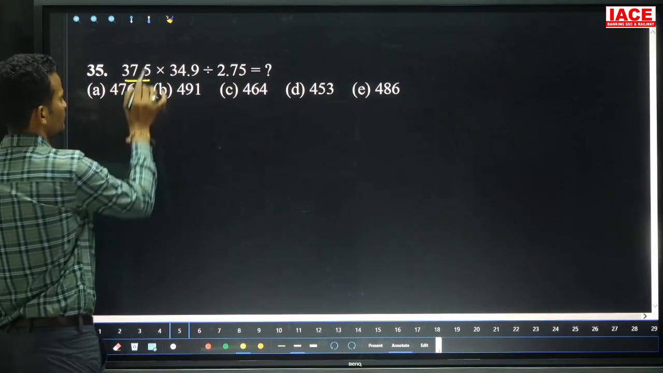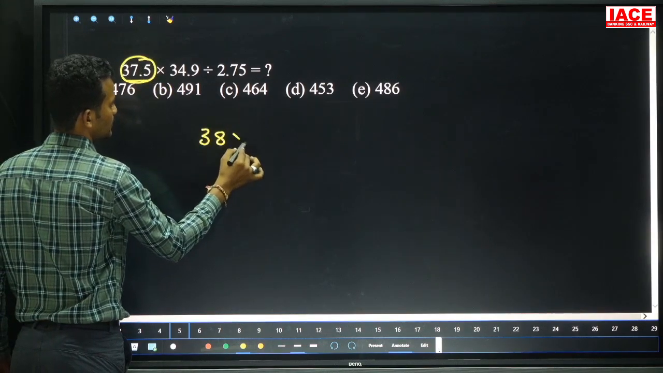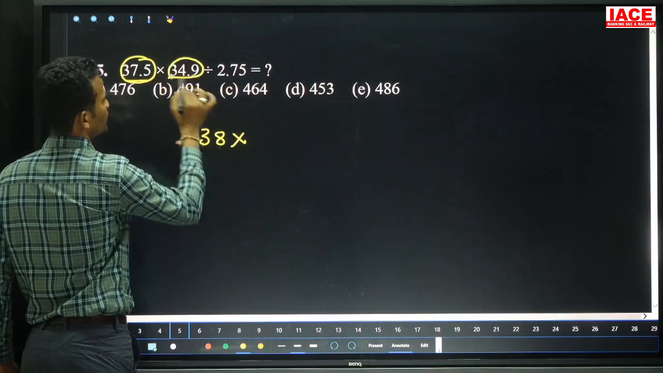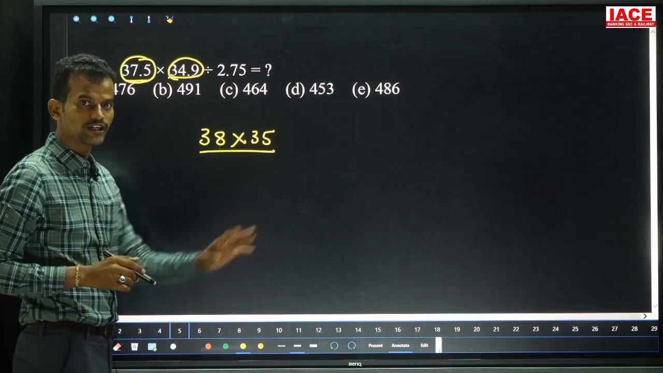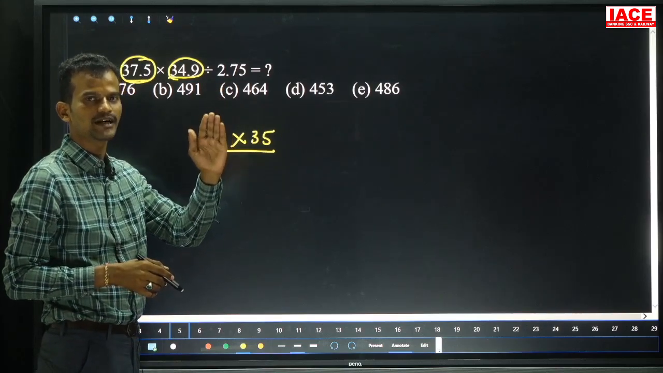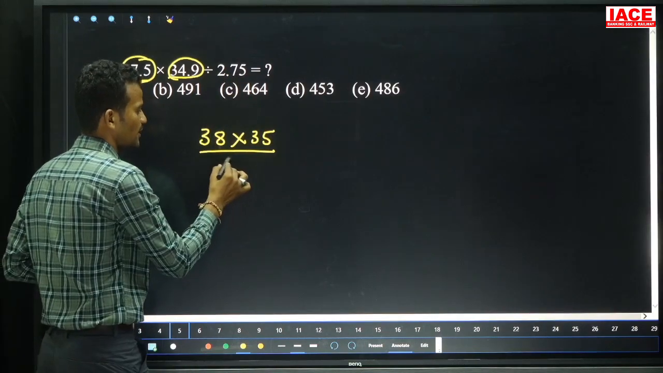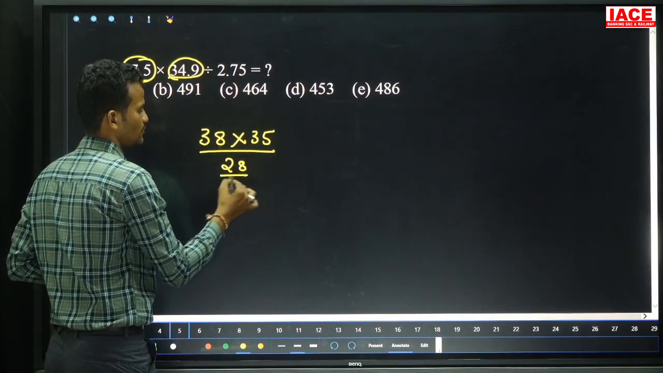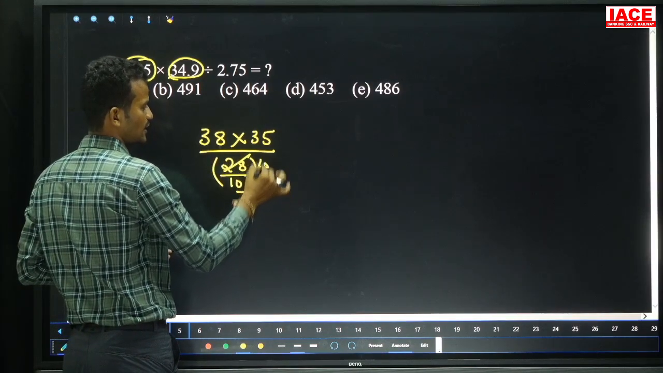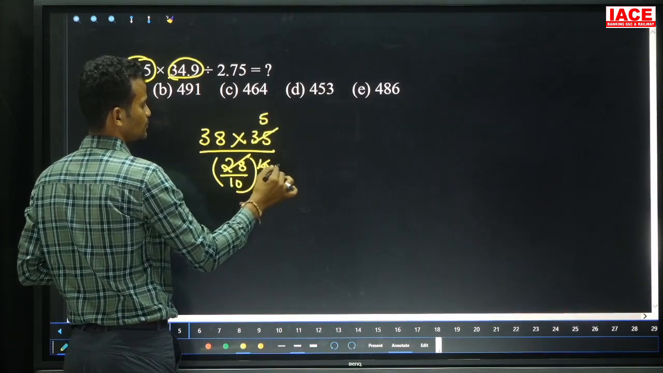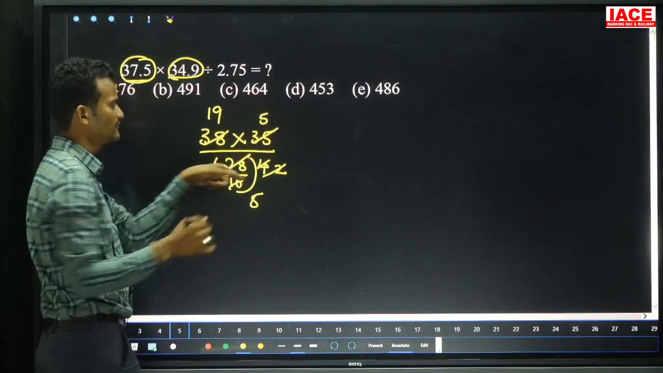37.5 is nothing but how much value, sir? Shall I take it as nearer to 38, sir? Into 34.9. Approximately can I take it as 35, sir? Divided by 2.75. Don't take 3 because 2 decimals are given. Better to take the nearest first decimal. So 2.75, shall I take approximately 2.8, sir? 2.8, so shall I take 28 by 10, sir? Now we simplify by cancelling common factors.